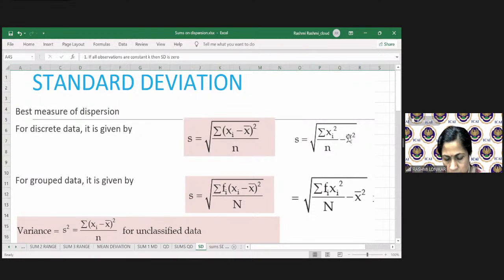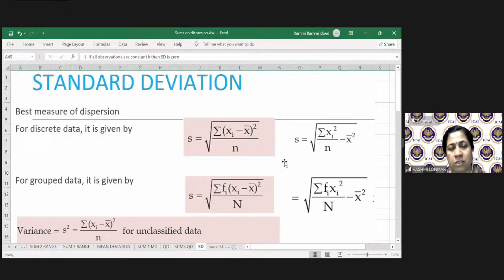No, it is correct. Okay, so what happens for discrete data? I have these two formulas. S is equal to the square root of summation of (x minus x bar) whole square upon n, which can also be written as summation x square upon n minus x bar square. For grouped data, that is, whose frequency distribution is given, I have to multiply by frequency. So each difference I will multiply by frequency, add them up and then divide by N. Why is N written in capital here?